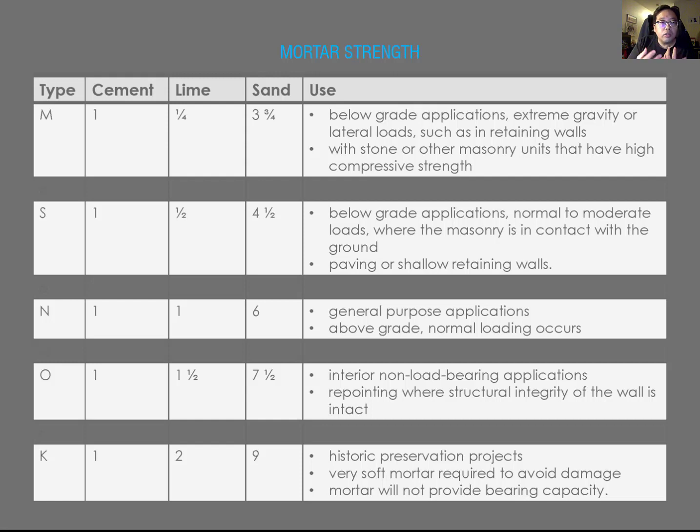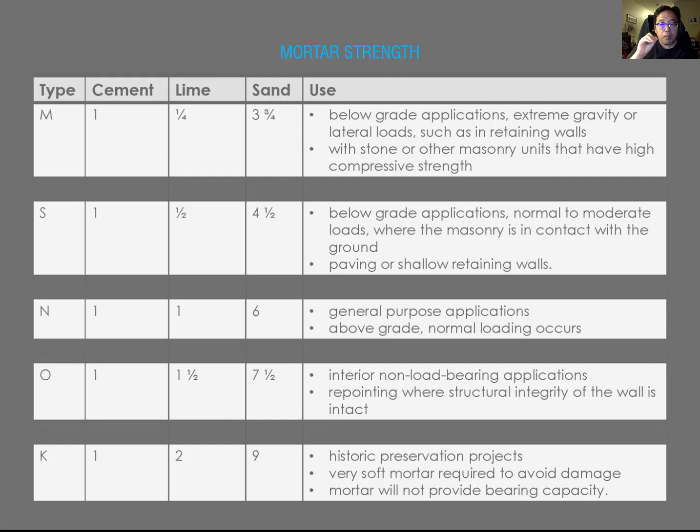Okay, so it means you can use the S in the basement. You can also use the S overground. So it is also used for exterior and interior purposes. So just to understand, M is the highest compressive mortar type, which is the strongest mortar, which is M.